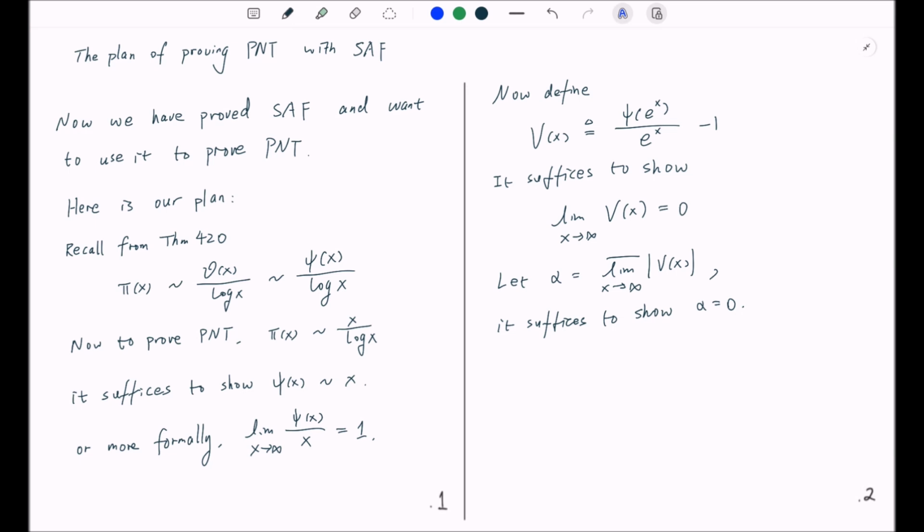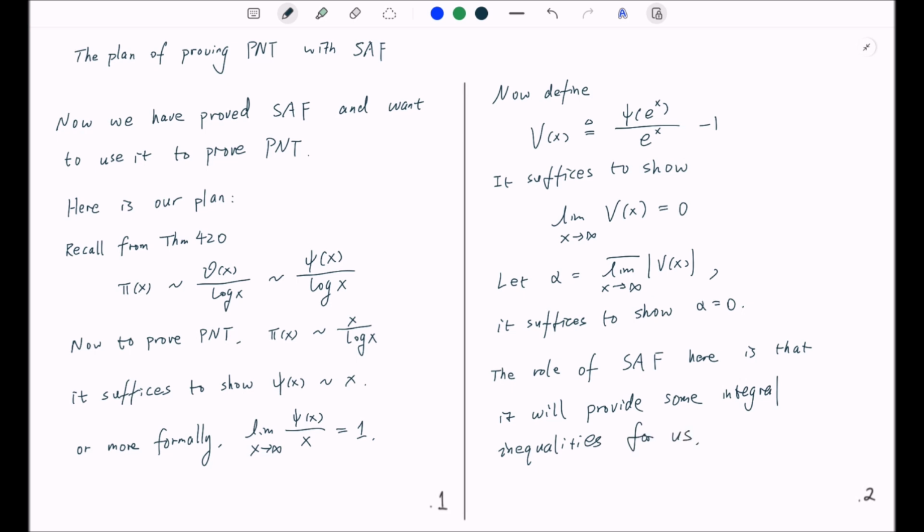And now you may ask, what role will Selberg's asymptotic formula play here? The role of Selberg's asymptotic formula here is that it will provide some integral inequalities for us. And now let me explain.